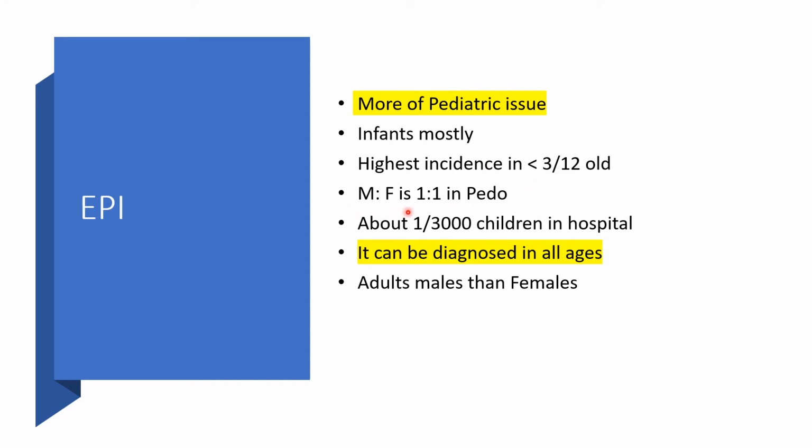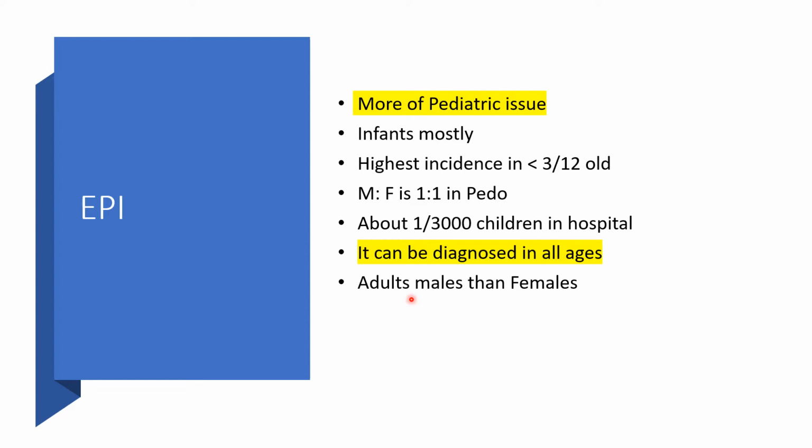Male to female ratio is equal, that is 1:1. About 1 in 3,000 children in hospitals will likely be diagnosed with HLH. That is hard to hear, right? It, however, could be diagnosed in all ages. Like I've said earlier, adult males will be more than females.